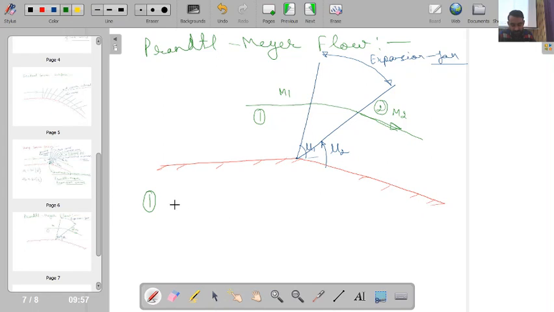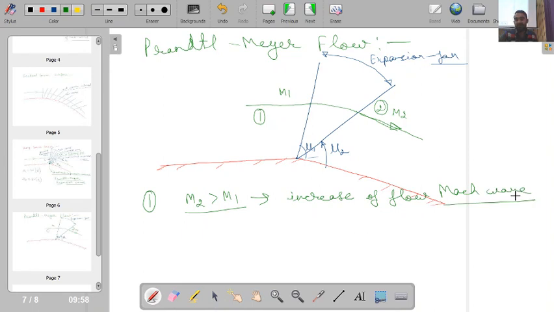First opposite behavior is that M2 will be greater than M1. So through the expansion fan we have an increase of flow Mach number. We have seen that a shock wave decreases the Mach number, but here we have an increase of flow Mach number.